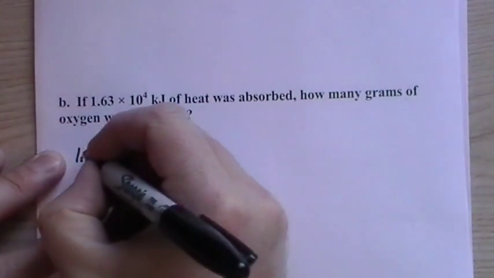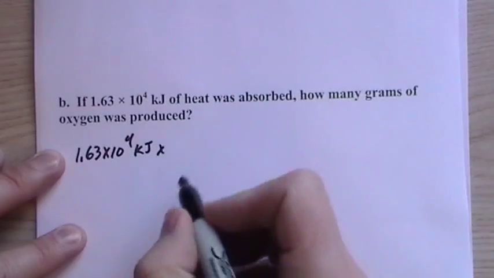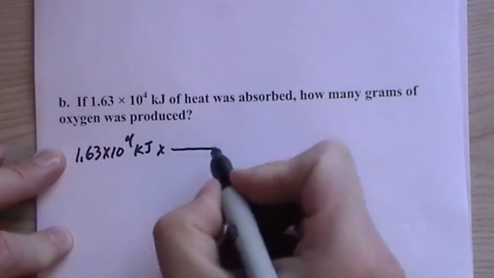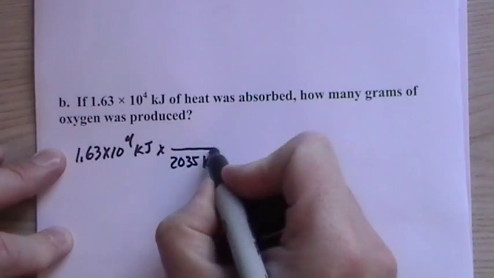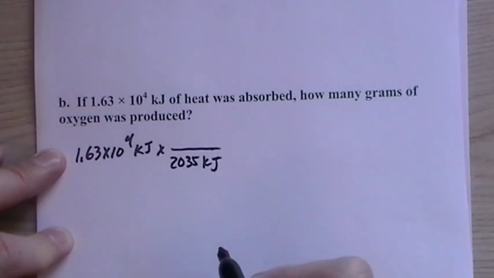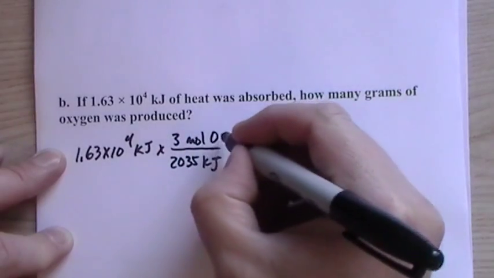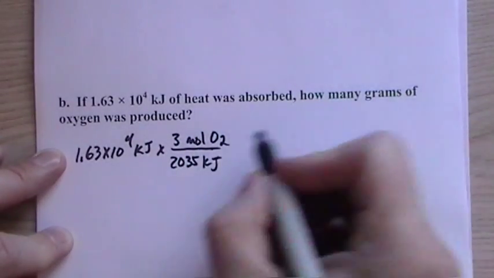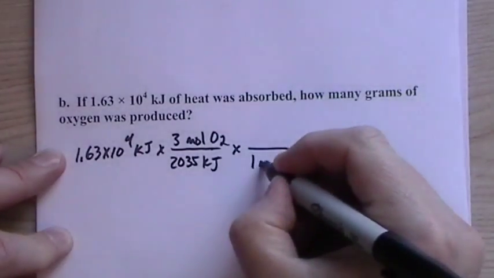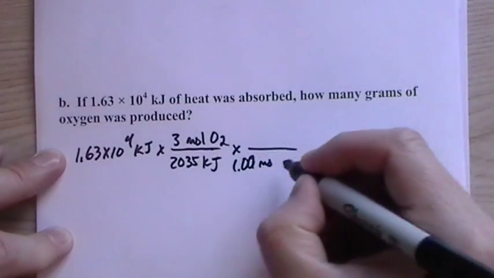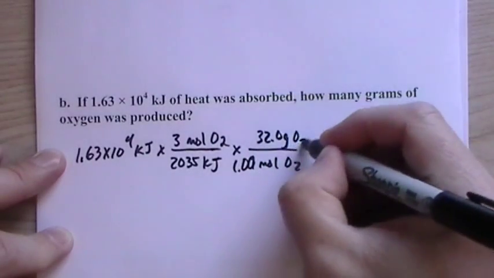So we can start with the heat this time. And for every 2,035 kilojoules of heat that was absorbed, what do we get in oxygen? 3 moles of oxygen was produced, and 1 mole of oxygen is 32 grams of O2.